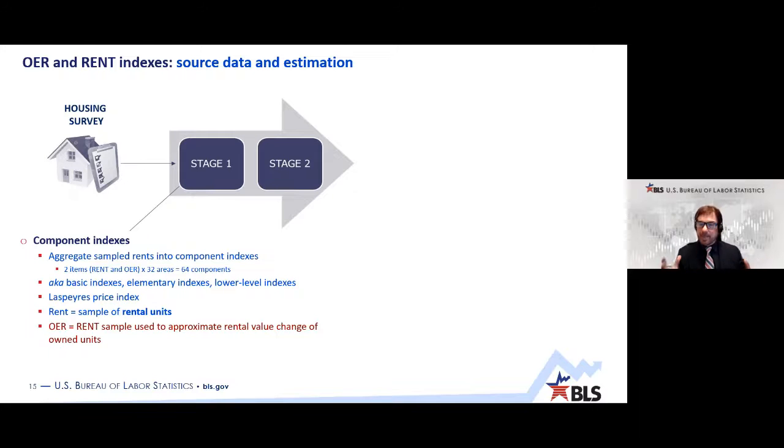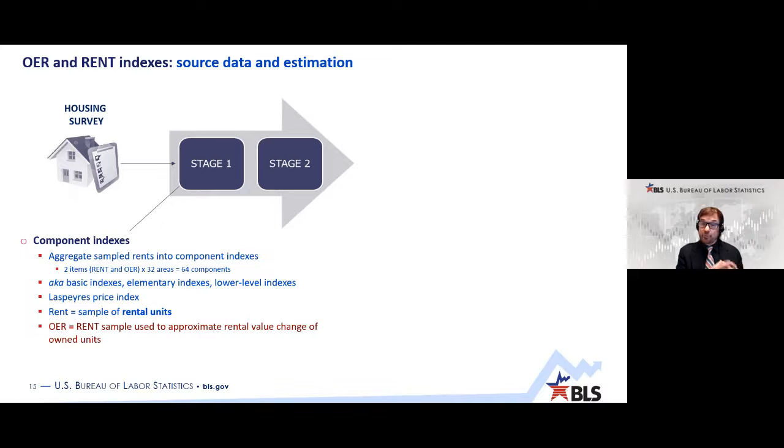Here, we're compiling the micro level or the unit level data into what we call component indexes, one for each of those cities, or we have 32 elementary areas. The cities get mapped into elementary areas. So in our jargon, you might hear these described as basic indexes or elementary indexes or lower level indexes, all referring to the same thing. It's the building blocks of the CPI, the component level. For the economists in the audience, you know that we use a Laspeyres price index number formula for this measure.